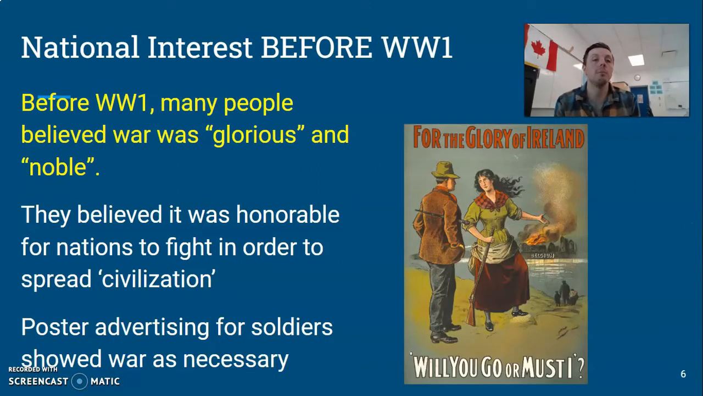Before World War I, many people thought that war was a glorious and noble thing. They thought of war in this amazing way where gentlemen would go and fight for their country. They believed it was honorable for nations to fight in order to spread civilization. This is a poster advertising for soldiers, and it showed that war was kind of necessary and that you had to go do it for your country.